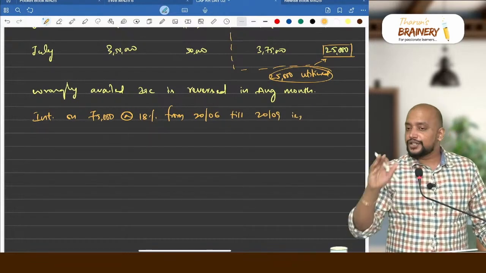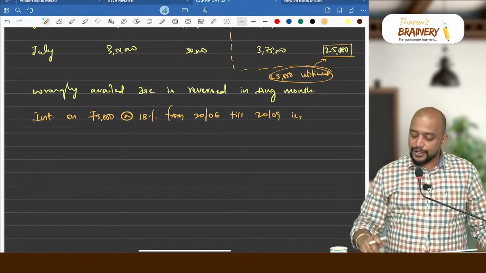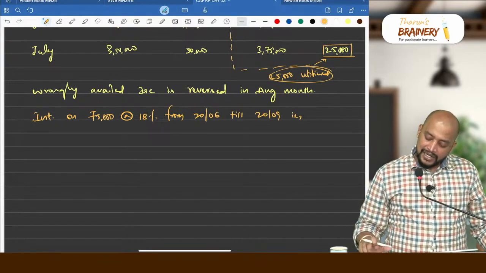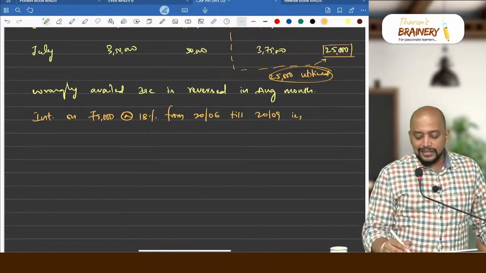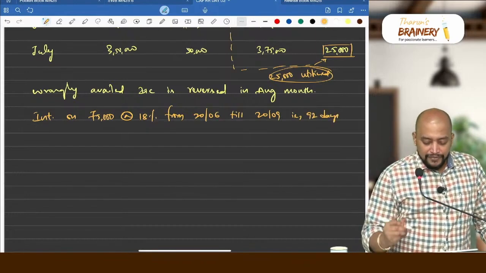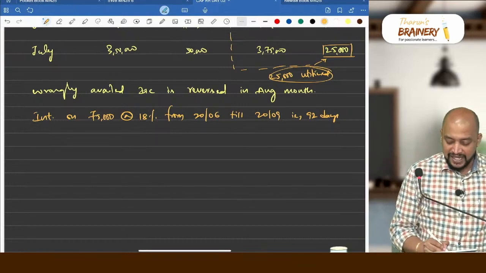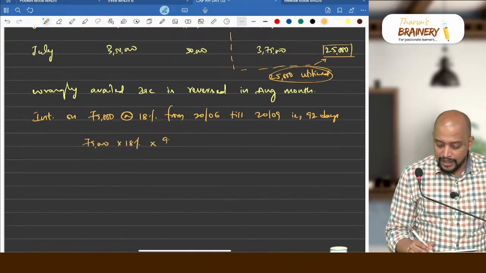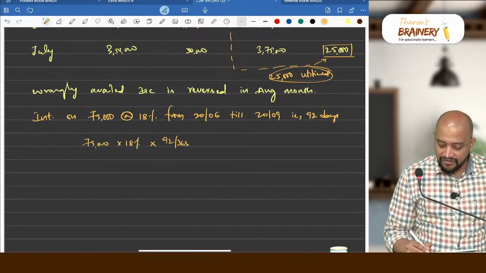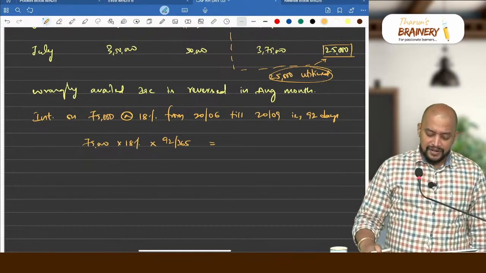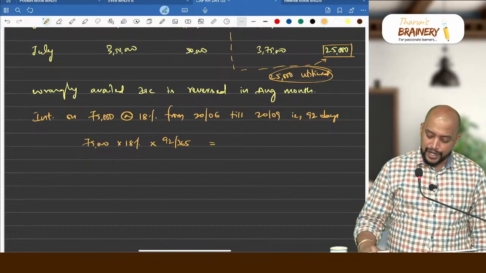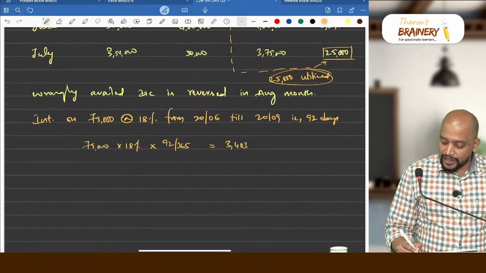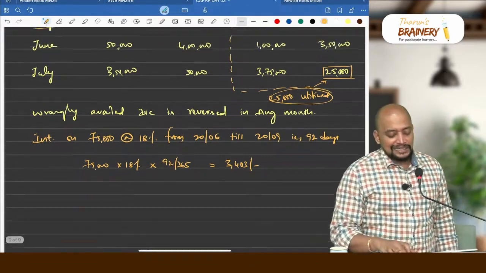Don't count 20th June, count from 21st June, which means in June it will be 10 days, July 31 days, August 31 days, September 20 days, that is 92 days for which we need to compute the interest. So 75,000 into 18% into 92 divided by 365, that comes to 3,403 rounded off. Why can't we take 366?